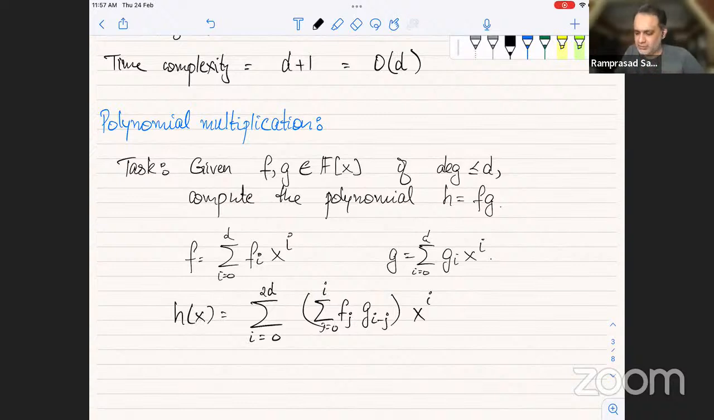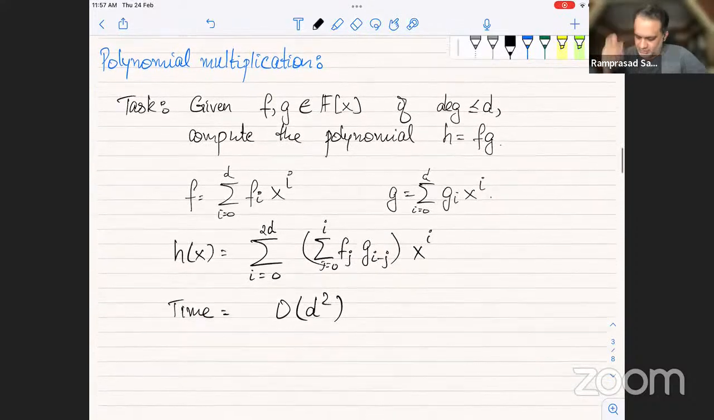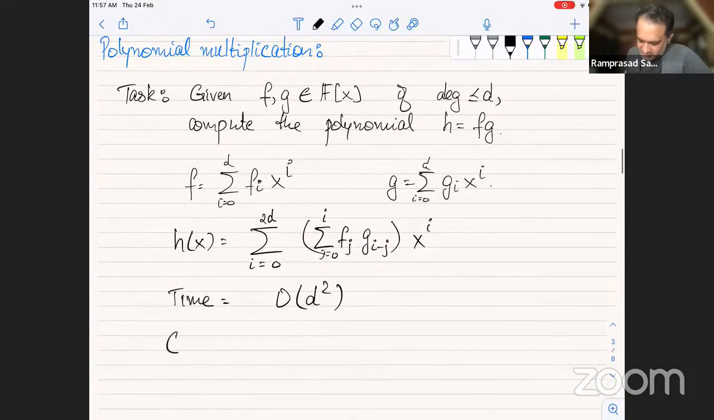For example, the constant term is just f0 g0. But the degree 1 term has two such things, and it becomes larger and larger. But if you just look at how many total operations you did, you get that the time complexity here is order d squared. This is the standard high school way of multiplying numbers or multiplying polynomials. So obviously, what we are interested in is, can we do better?